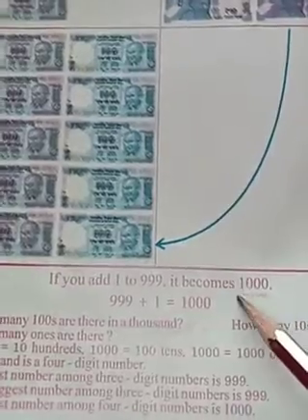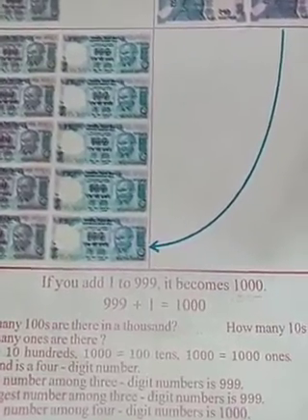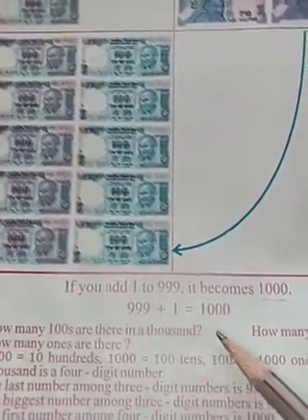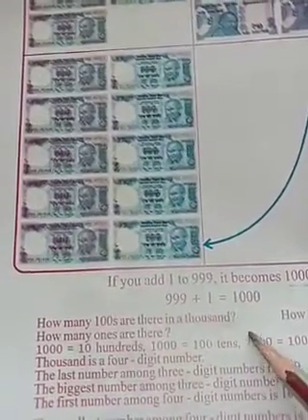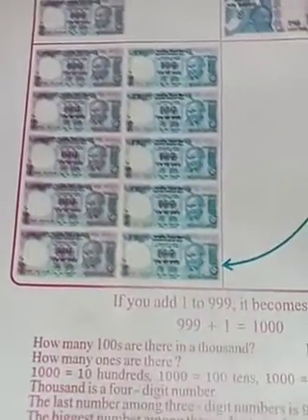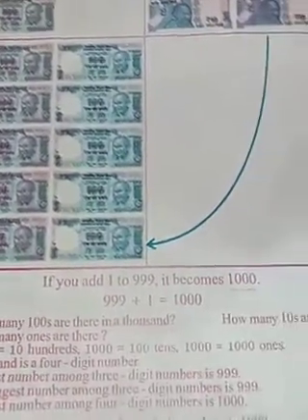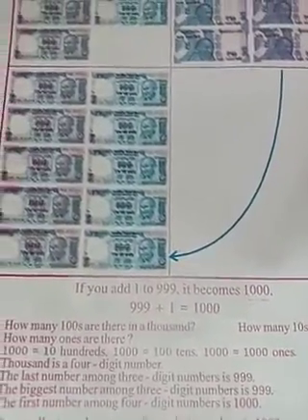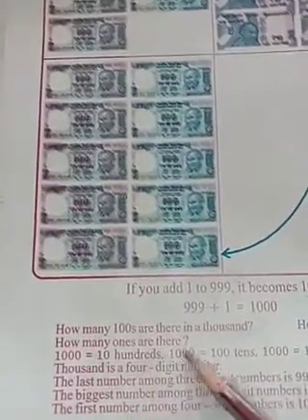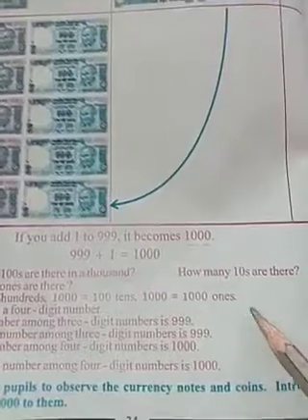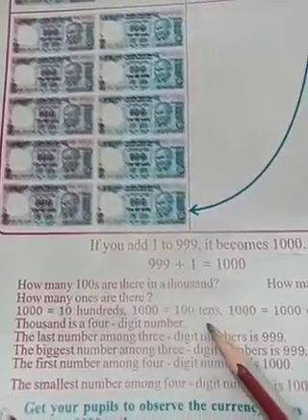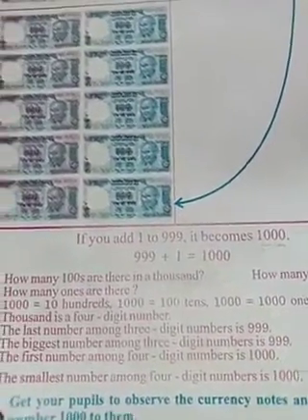Ones, tens, hundreds, then 1000. What is this number? 1000. 999 plus 1 equals 1000. See here, how many hundreds are there in 1000? 10 hundreds. How many tens are there? 100 tens. How many ones are there? 1000 ones. See here, 1000 is 10 hundreds, 100 tens and 1000 ones.